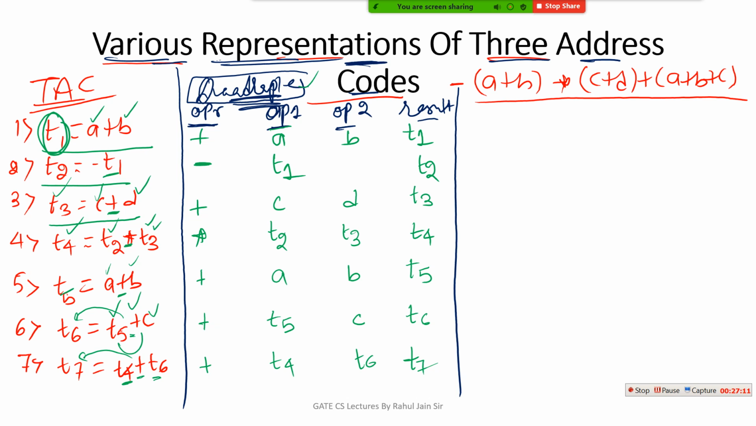If anybody has a doubt, please tell me, I will solve it once again, don't worry. Otherwise I will focus on the next representation of 3 address code. Is it clear to everybody now? Because it is a very simple representation. Okay, it is clear to everybody. Very good.